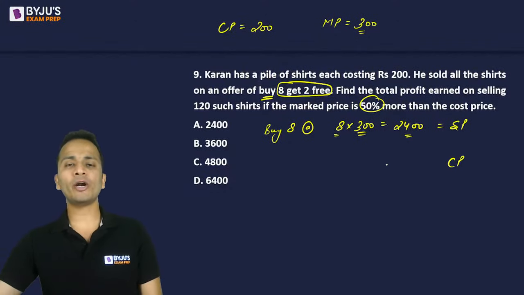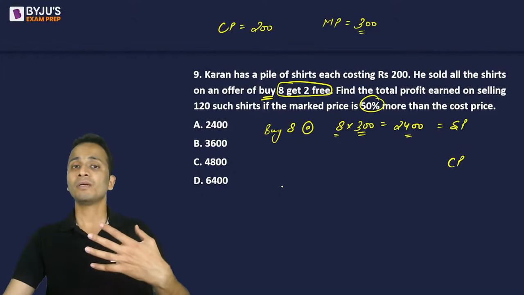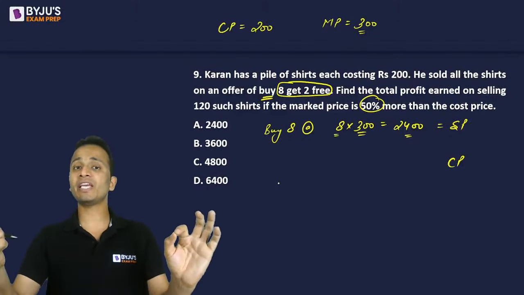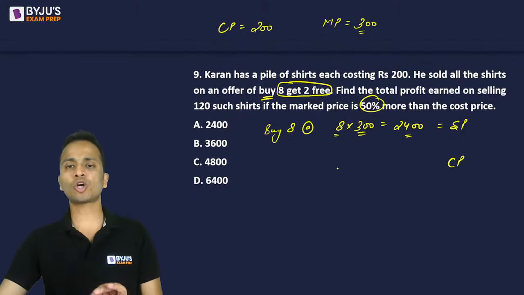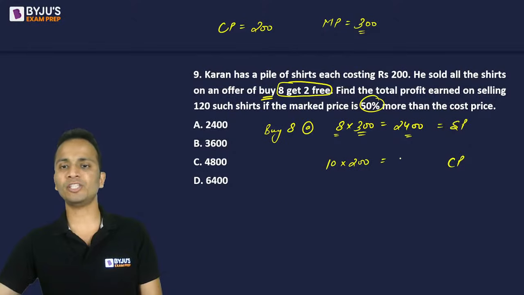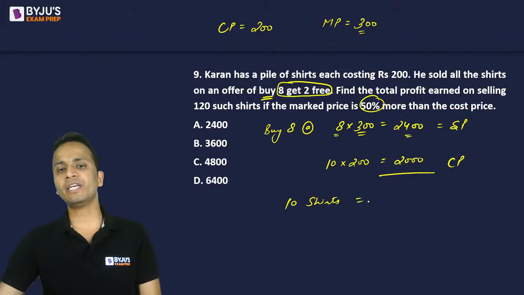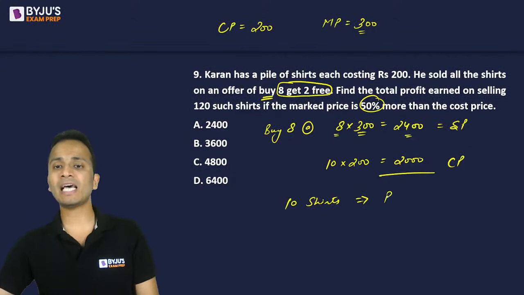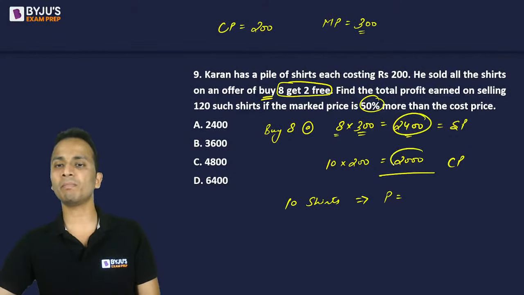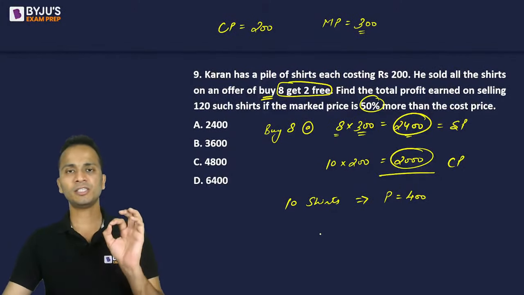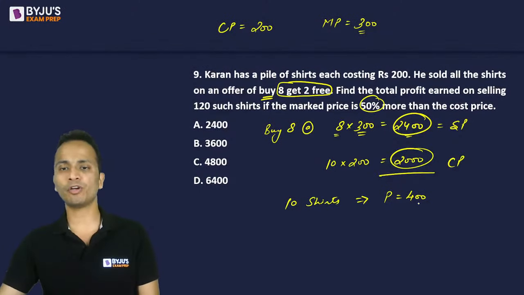Cost price will be according to the number of shirts that the shopkeeper is actually giving the customer. Customer has asked for 8, but the shopkeeper is giving him 10 shirts. Okay. So the cost will be according to the 10 shirts. Cost price of one shirt is 200. So cost price of 10 shirts will be 2000. Right. So for every transaction of 10 shirts, the shopkeeper is having a profit of 2400 minus 2000, that is 400 rupees.